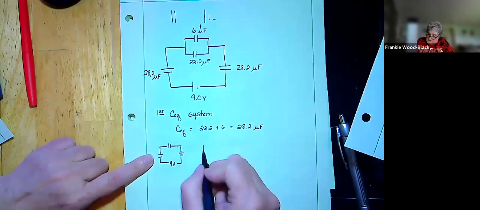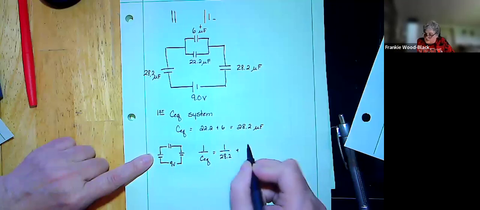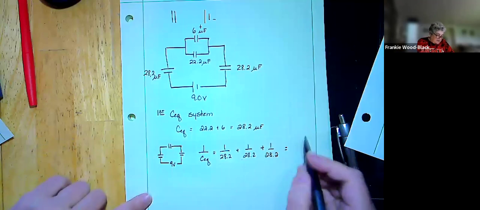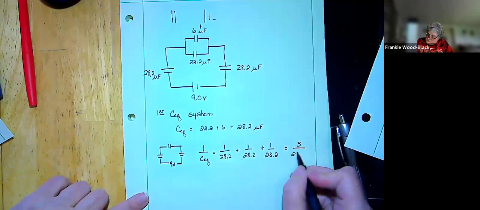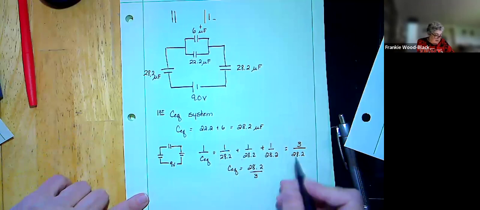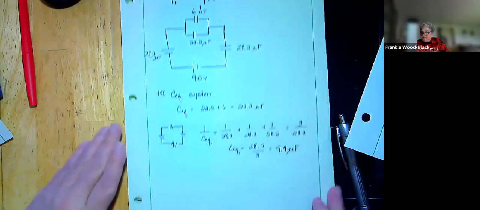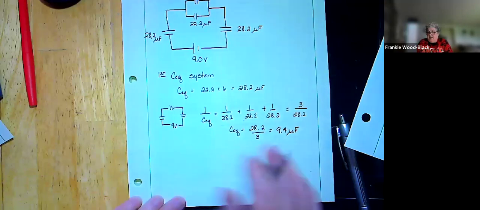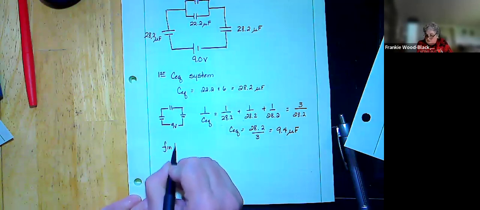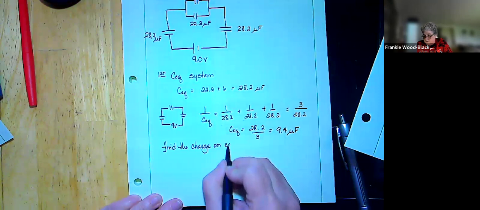So now I have them in series, so I get 1 over CEQ is equal to 1 over 28.2 plus 1 over 28.2 plus 1 over 28.2. And that's going to give me 3 divided by 28.2. CEQ is going to be my 28.2 divided by 3, and I end up with 9.4 microfarads. So we've calculated the equivalent capacitance for the whole thing. But then they want us to find the charge on each capacitor.